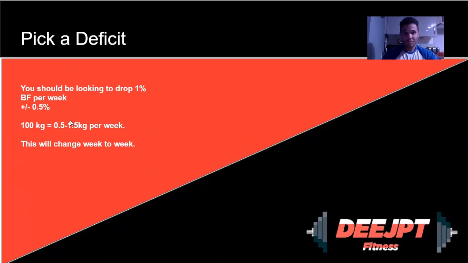So the average you want to be looking to do is you want to drop 1% body fat or 1% body weight per week, plus or minus 0.5%. So if you weigh 100 kilos, you're looking at 0.5 kilo to 1.5 kilos each week. If you do that for 10 weeks, you've dropped an average of 10 kilos. So obviously this will change week to week, and the lighter you are, the less body weight you should be looking to shift each week. It's a percentage.